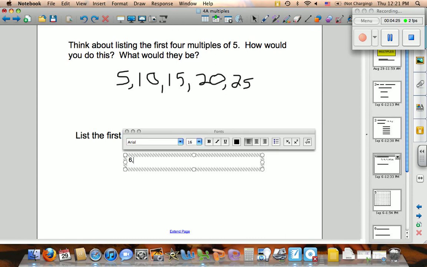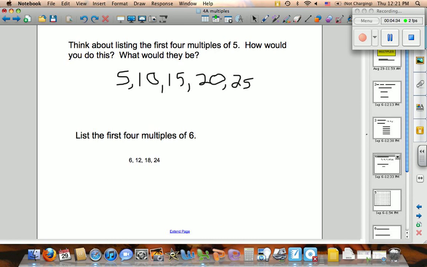And then you would do 12, 18, 24. And those are the first 4 multiples of 6.